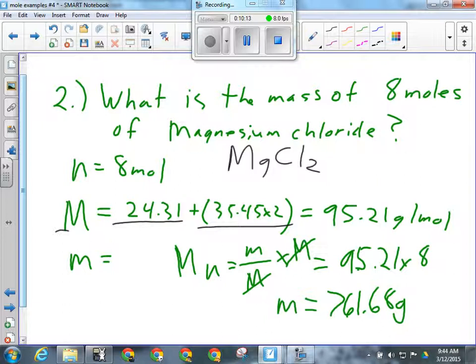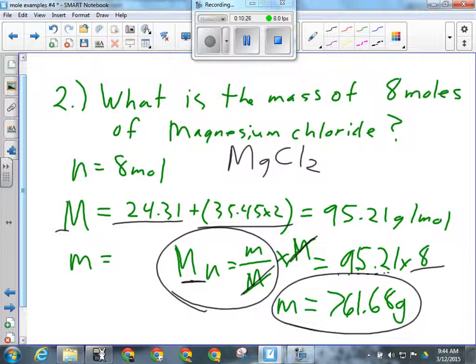Then we calculate mass. We have to manipulate the mole equation by multiplying both sides by m, so it comes over here. Then we multiply 95.21 by 8 moles, and we get a mass of 761.68 moles, or sorry, grams. All right, and people have done number 3. All right, let's go over that one too.